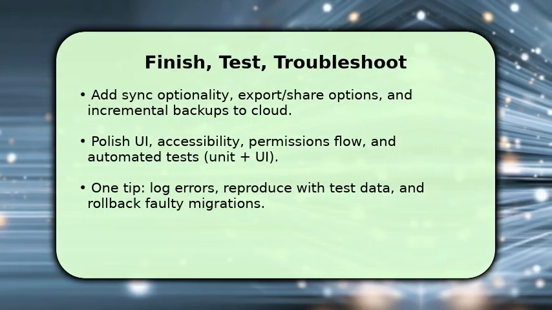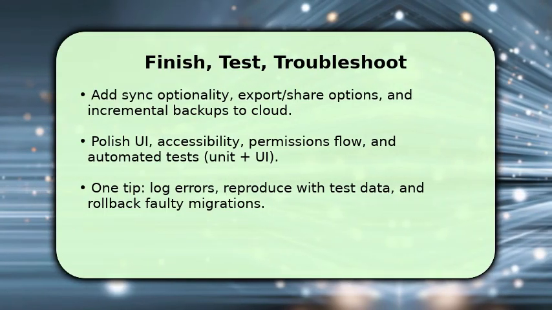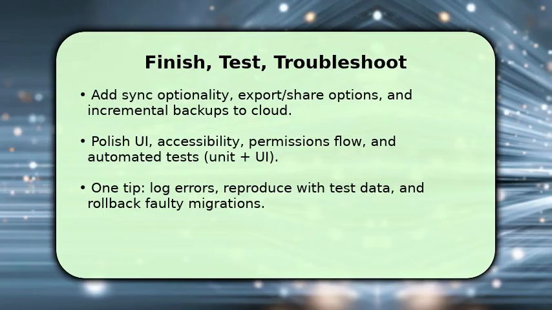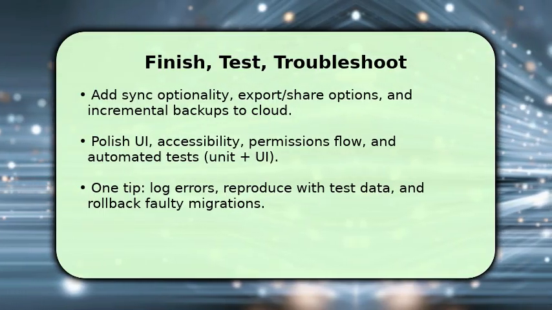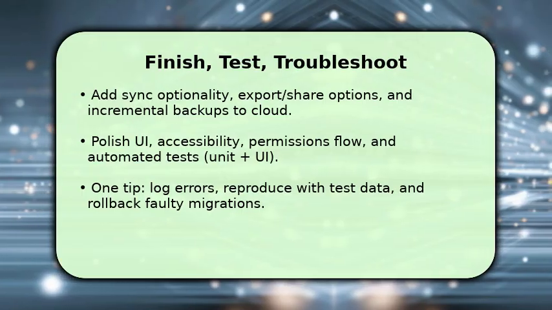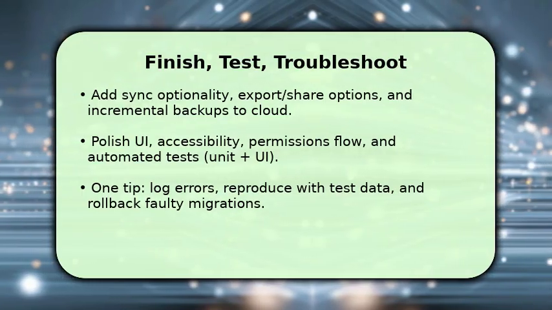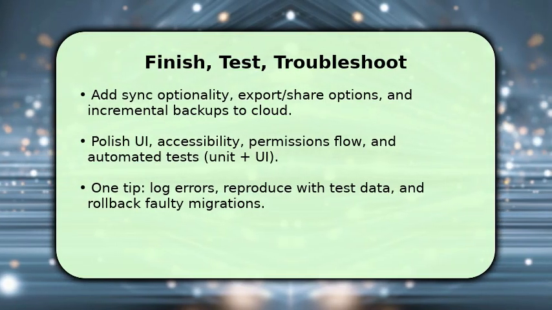If something breaks, log errors centrally, reproduce the issue with a small test dataset, and use schema versioning so you can roll back faulty migrations. This prevents data loss and helps you fix bugs without hampering users.